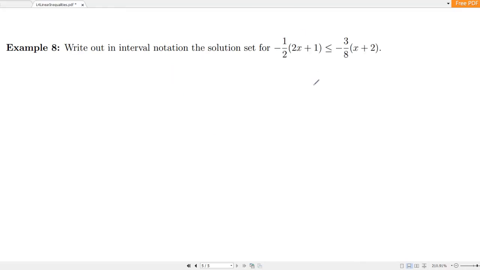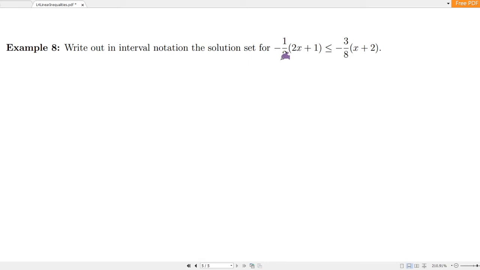Okay, so how about this one? Well, there's actually a couple ways that you could proceed. One way is you could try to immediately get rid of these fractions. We can multiply by the lowest common denominator. So that would be 8, right? So I can multiply both sides by 8. Alternatively, you could distribute and then multiply by the lowest common denominator. So try it both ways and see which way maybe is faster.